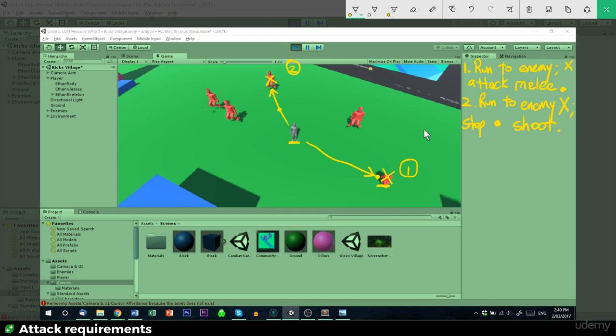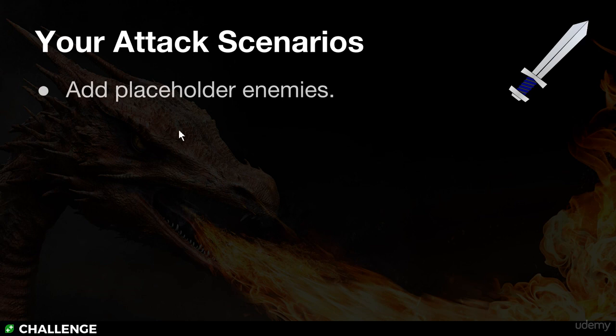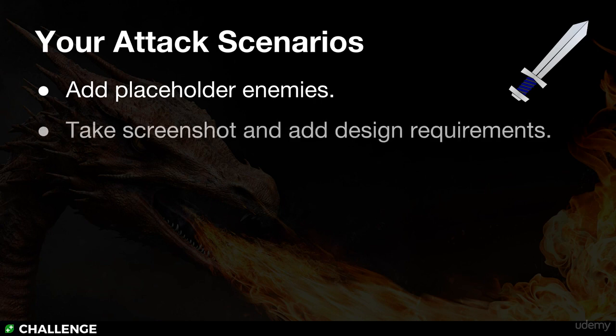This 1, 2, and so on. Now, what we're going to do at this point is you are going to create your attack scenarios. So add placeholder enemies, go into your scene, and your scene's going to start looking different to mine. Your combat sandbox or your mini village, as I'm creating, it's going to look different to mine. Add some enemies. Take a screenshot and add your design requirements.